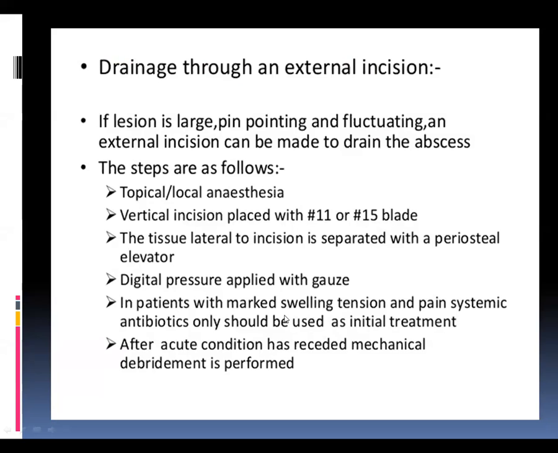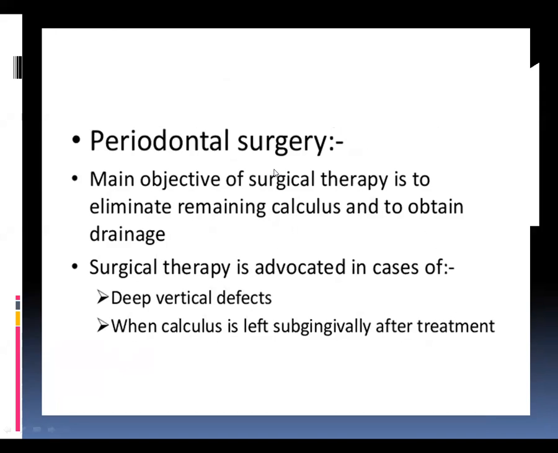In patients with marked swelling, tension, and pain, systemic antibiotics should be given as an initial treatment. And after the acute condition has subsided, mechanical debridement is performed. For periodontal surgery, the main object of the surgical therapy is to eliminate the remaining calculus and to obtain drainage. Surgical therapy is advocated in case of deep vertical defects, when calculus is left subgingivally after the treatment.